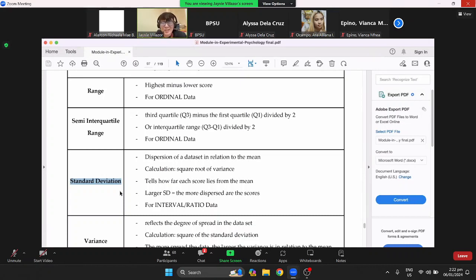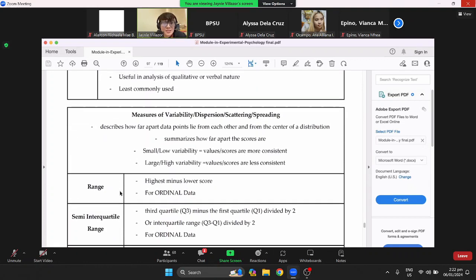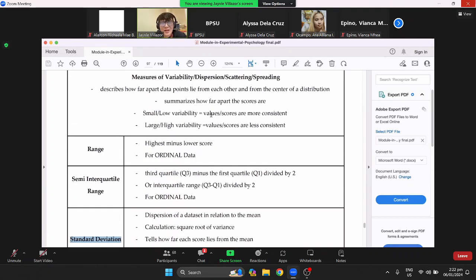So anong tinitingnan natin doon? Kung may changes ba yung average niya or may changes ba yung mean score nila? And at the same time, for us to know gaano ka-disperse yung scores nila. So it is properly represented by mean for central tendency and standard deviation for the measures of variability. Okay po? So wag nang kakalimutan yan. Next is, ito na yung mga types ng variability.